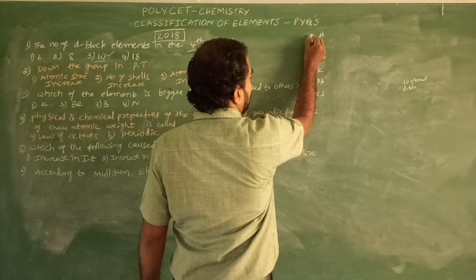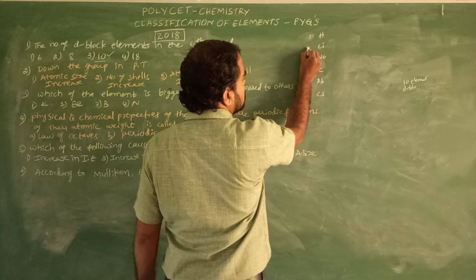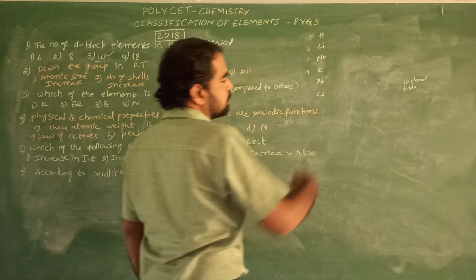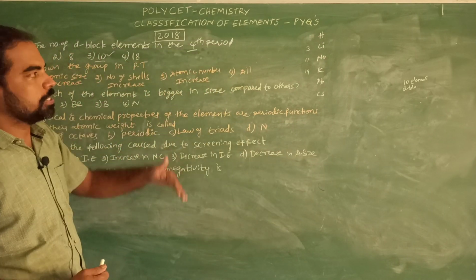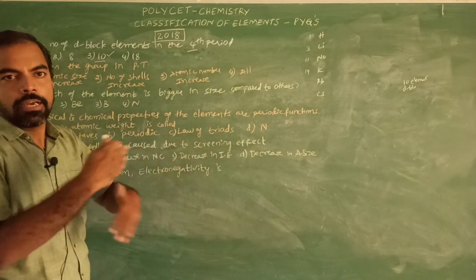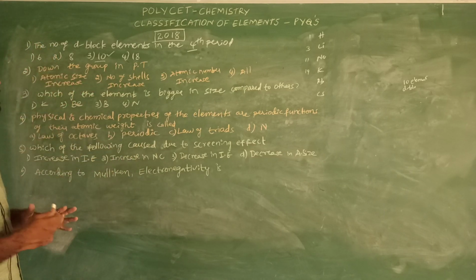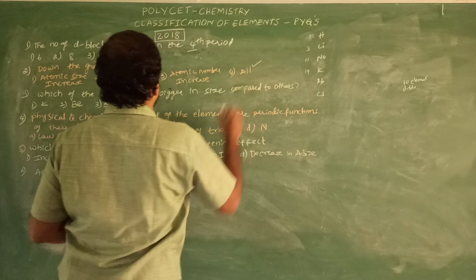See, hydrogen atomic number 1, lithium atomic number is 3, sodium 11, potassium 19. That means atomic number increases. As the atomic number increases, number of shells also increases and the atomic size also increases. So the option is all.